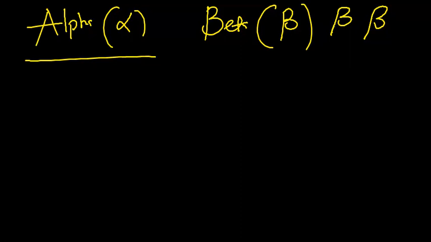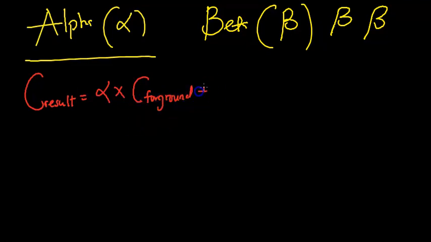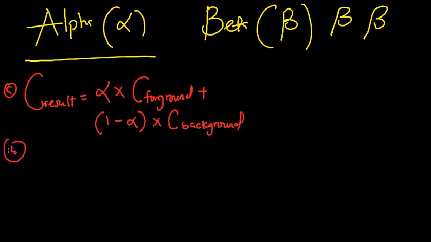The first formula which I can remember is the alpha blending formula in computer graphics. In this case, this is the formula: C result is going to be alpha multiplied by C foreground, plus the bracket of 1 minus alpha, multiplied by C background.